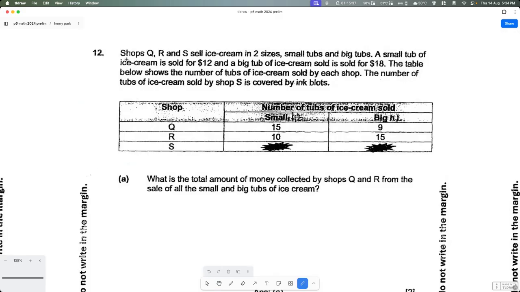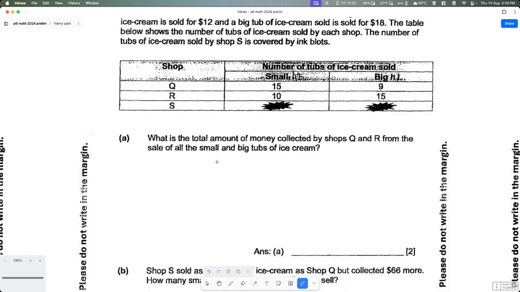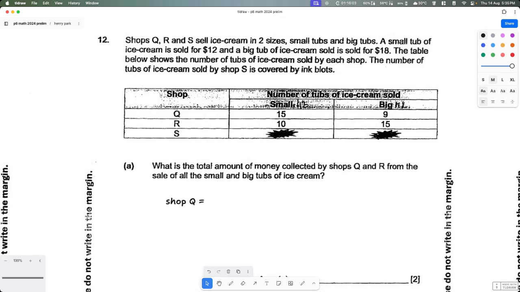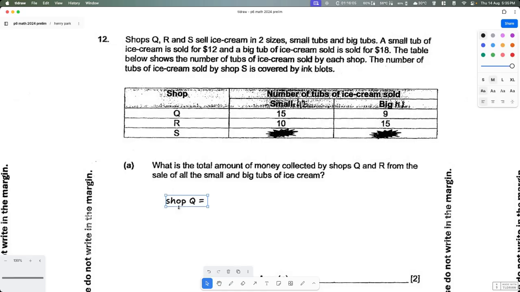Question 12. Shops Q, R, and S sell ice cream in two sizes, small tubs and big tubs. A small tub of ice cream is sold for $12. A big tub is $18. The table below shows the tubs of ice cream sold by each shop. What is the total amount of money collected by Q and R from the sale of the small and big tubs? So I want to write this down as well because I don't want to refer back to the question.